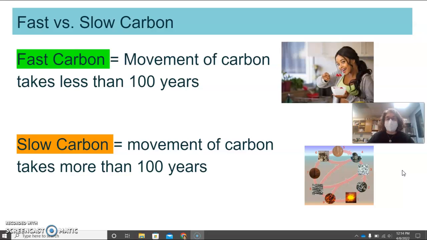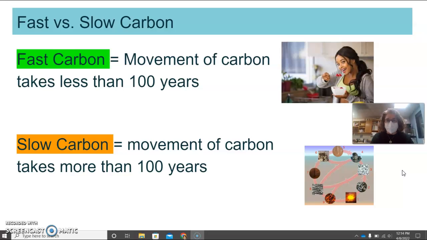When we think about the carbon cycle, a fast process is something that moves carbon in less than 100 years. And when we think about slow carbon, we're thinking about a process that moves carbon on a really slow time frame, more than 100 years. So for context, think about geologic time here. Something that happens in less than 100 years is pretty fast. Something that takes longer than that, a little bit slower. Some of the processes may even take several millions of years.